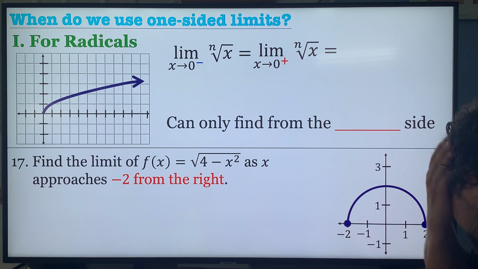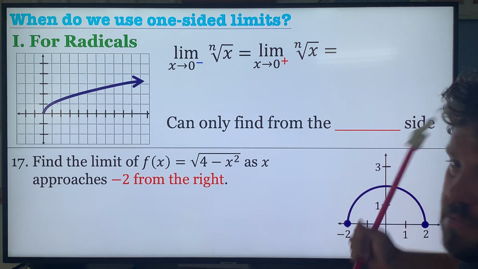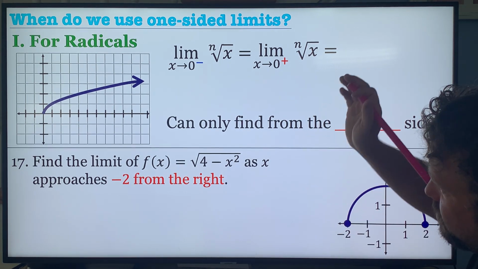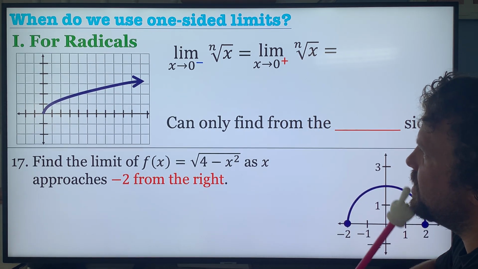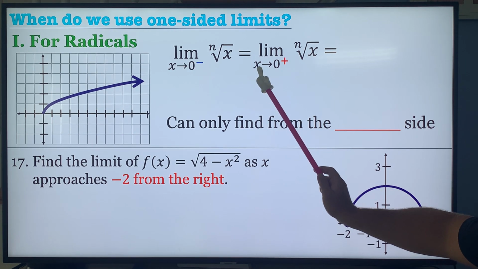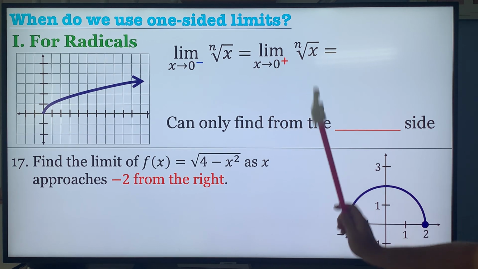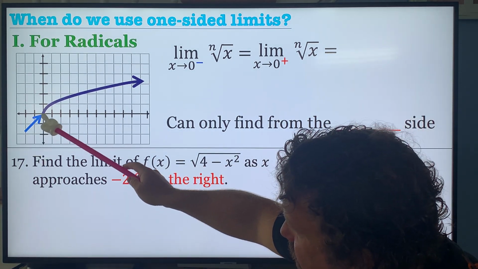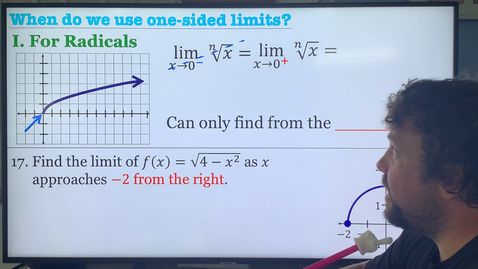How do we use one-sided limits? This is the one I like the least, but I still teach it every year because it's in the book. So, one-sided limits for radicals. This is a big portion of where you would use it. As you approach 0 from the negative, does the limit from the negative side equal the limit from the positive side? As you approach 0 from the negative side, you can't do it.